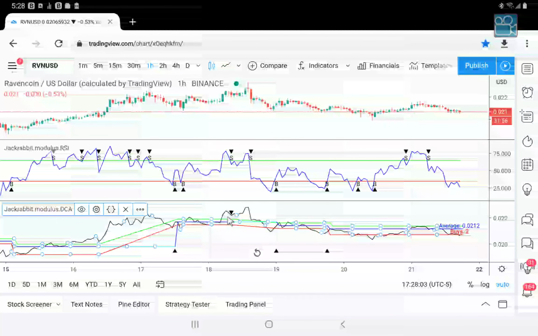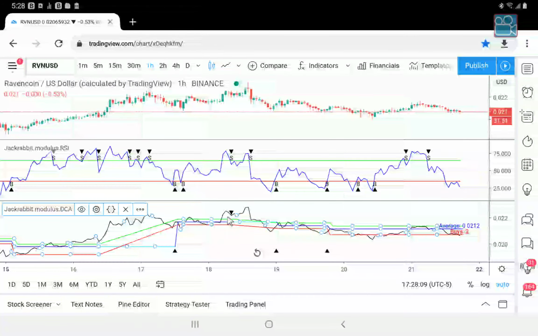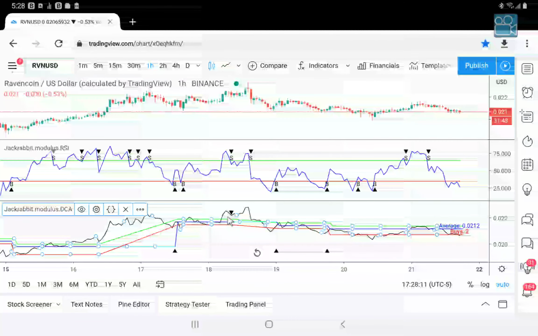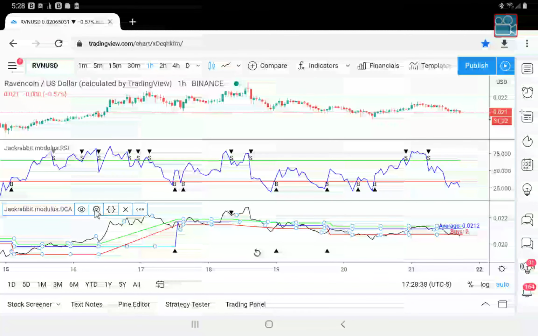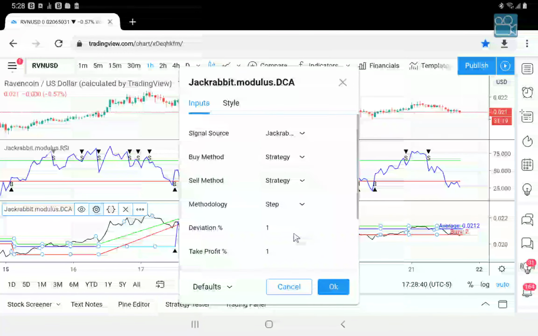What you are looking at is a pure, genuine, organic dollar cost averaging. No arbitrary purchases. Every single signal lines up exactly to the strategy you are using. And it does so with a profit. Guaranteed, whatever your deviation is, it will make sure the sell marker is always above your take profit. Right now I have my take profit at 1%.